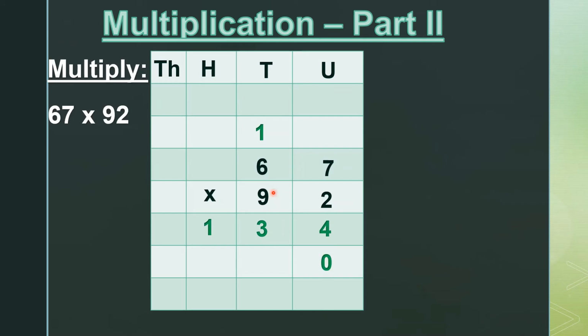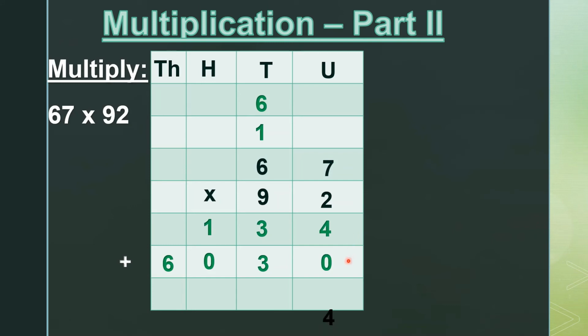Now we multiply 67 by 9. So 9 sevens are 63. So we write 3 in tens place. 6 is carry forwarded. 9 sixes are 54. 54 plus 6, 60. So we write 0 in hundreds place, 6 in thousands place. Now we have got two answers. Now we have to add these two answers to get the final answer.